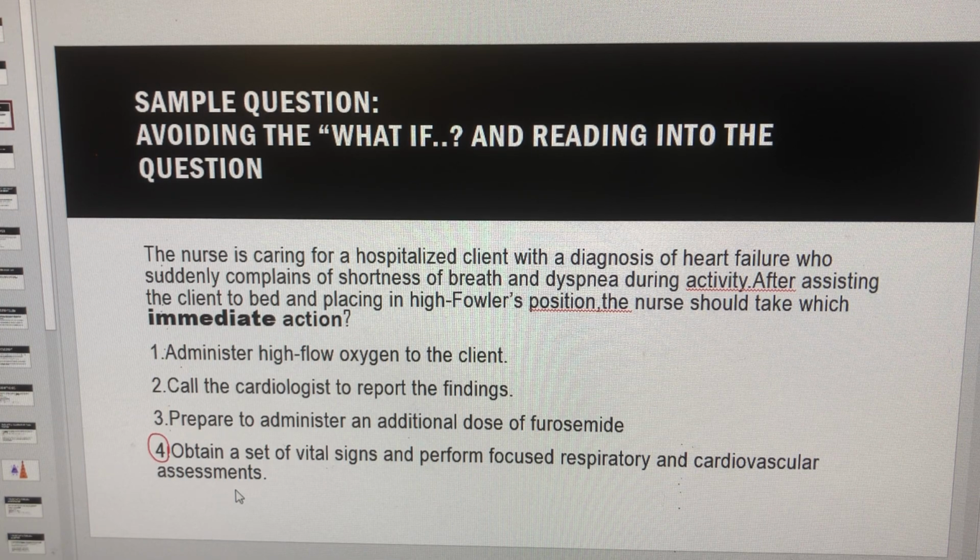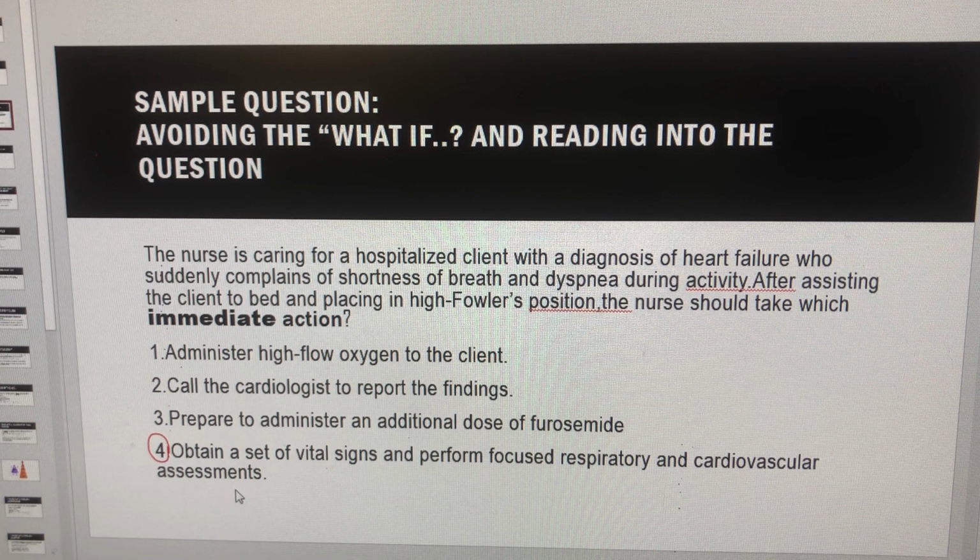Although pulmonary edema is a complication of heart failure, the question does not specifically state that pulmonary edema has developed. The client could be experiencing shortness of breath or dyspnea as a symptom of heart failure exacerbation, which may be expected, particularly on exertion or during activity. This is why it is important to base your answer only on the information presented without assuming something else could be occurring. Read the question carefully.